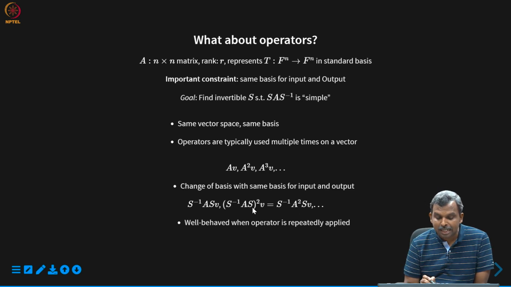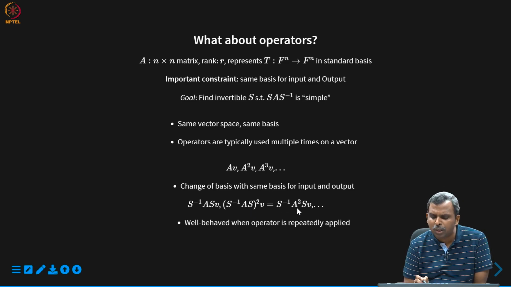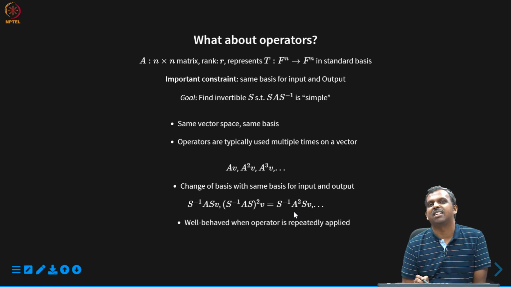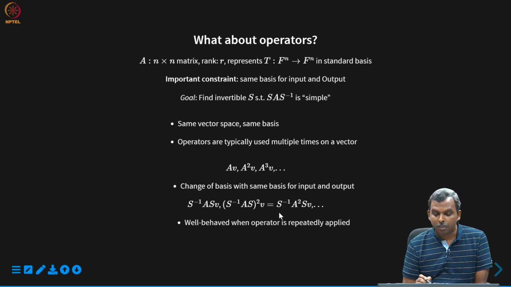If you had S_L and S_R not being inverses of each other, you won't have this cancellation. So you will have a very different looking linear map when you square it, and that's not very nice. Okay, the squaring not changing the linear map is a property that comes only from the similarity transform, only when you keep the basis for input and output the same. If you change it, you won't preserve this. Okay, and this good behavior when you repeatedly use the operator is very important in practice.